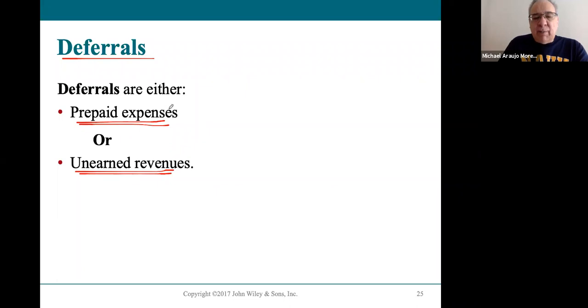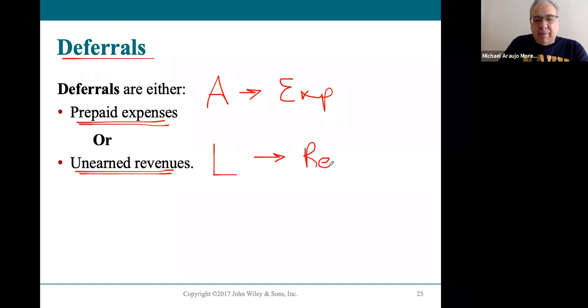So in other words, prepaid expenses or deferred assets, they start as assets, they end up as expenses. Unearned revenue starts as a liability account, but after we earn it, it ends up as revenue. Okay, so notice that these are currently on the balance sheet, but they need to be on the income statement. And that's why we go through the adjustment process.